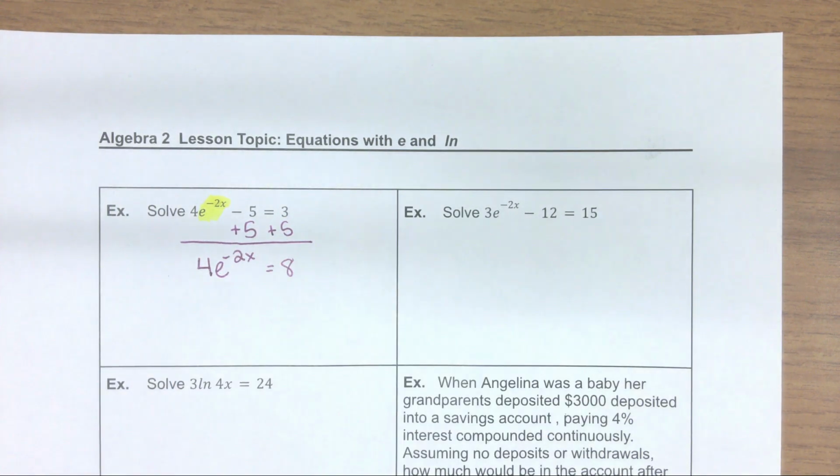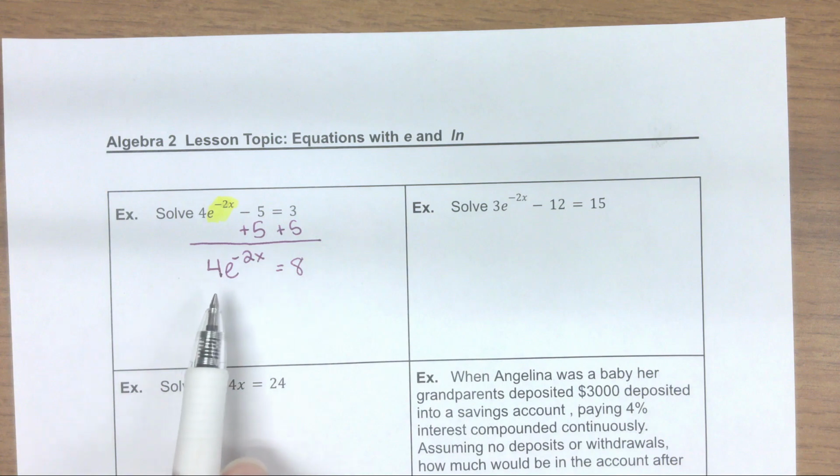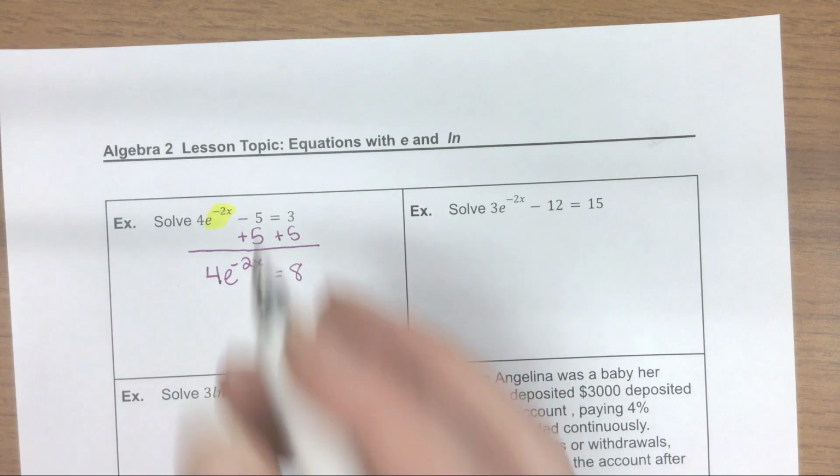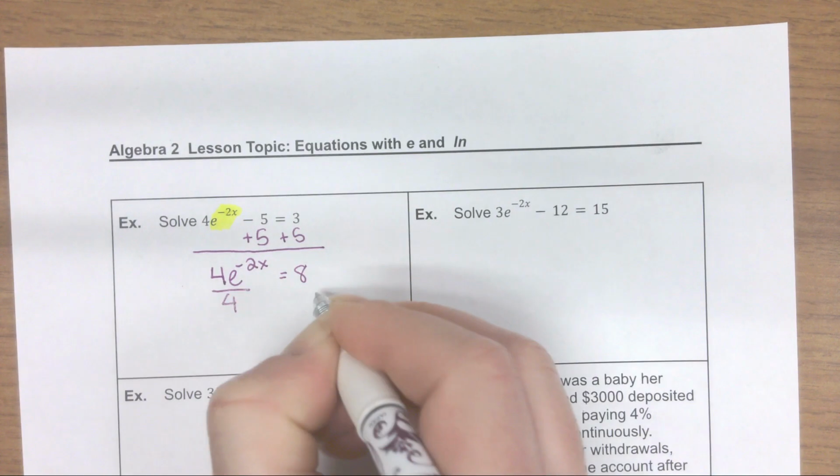And sometimes people want to do the natural log right now. No, not yet. You can't have something multiplied by the e, otherwise it's just going to get messy when you type it in your calculator. So I guess you could, but you want to have just e to some power alone before you get to that part. So we divide both sides now by 4.